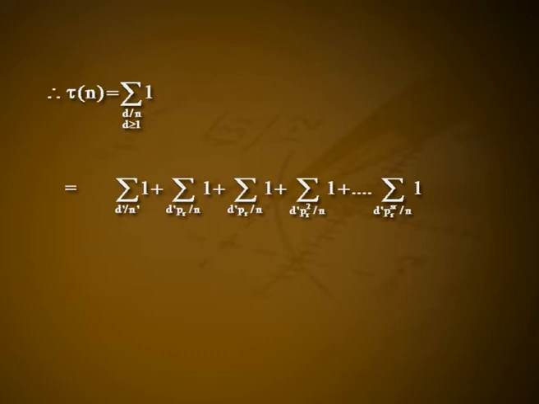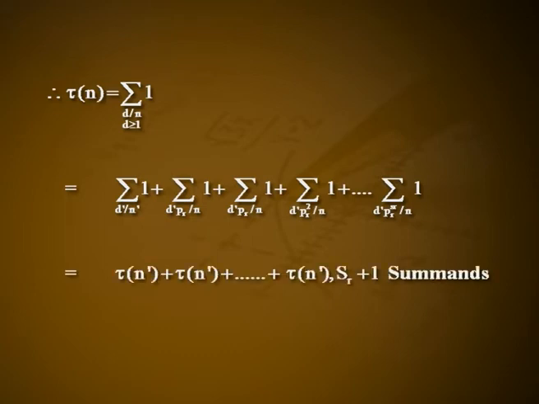Therefore, tau of n = sum over d dividing n, d ≥ 1, of 1, which is equal to the sum over d' dividing n' of 1, plus the sum over d'pr dividing n of 1, plus the sum over d'pr^2 dividing n of 1, plus etc. plus the sum over d'pr^sr dividing n of 1, which is equal to tau of n' plus tau of n' plus etc. plus tau of n', sr + 1 summands, which is equal to tau(n')(sr + 1) by induction hypothesis, which is equal to (s1 + 1) etc. (s(r−1) + 1)(sr + 1). So tau of n = (s1 + 1) etc. (sr + 1).